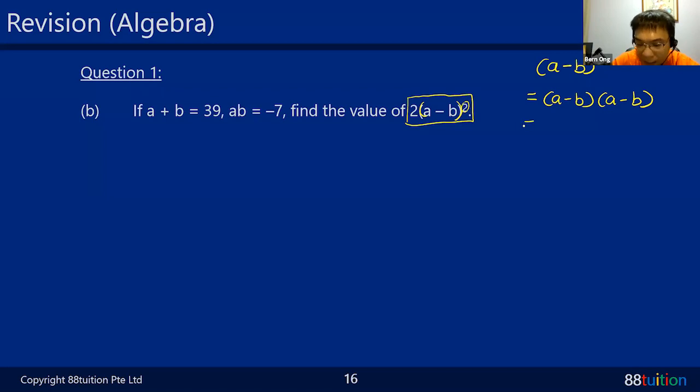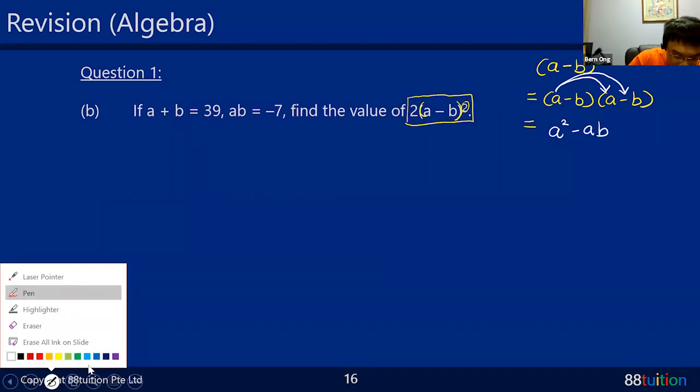So how do you expand? This one you must know in Sec 2, right? In Sec 1, you're not being taught this, right? But in Sec 2, you're being taught this. What? Everybody must touch everybody. You can use something called rainbow method to assist you. A must times A, must times negative B. So A times A will give you A squared. A times negative B is negative AB. But that is not enough.